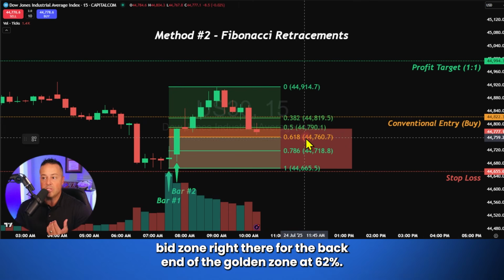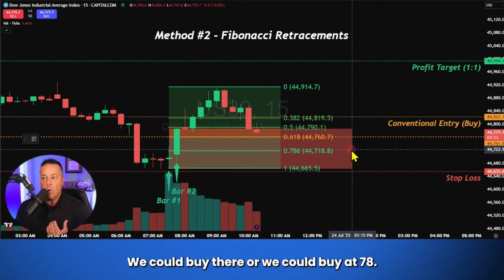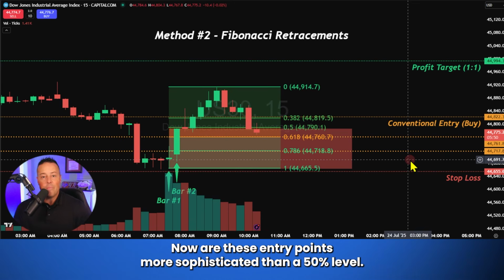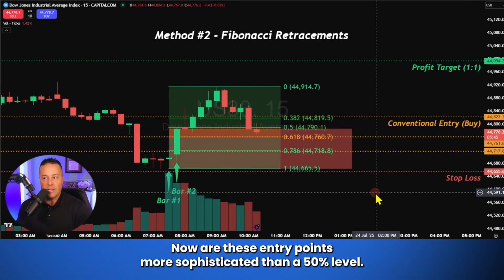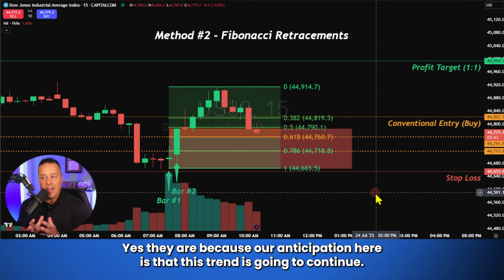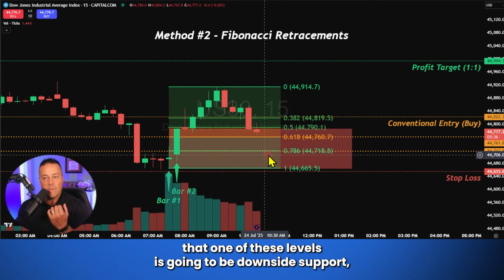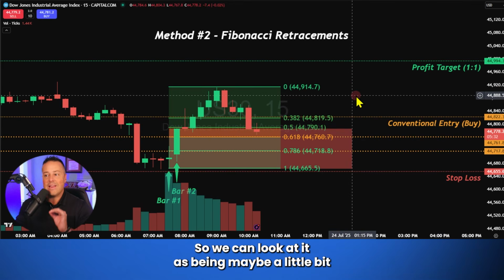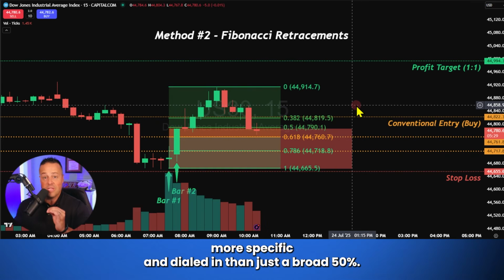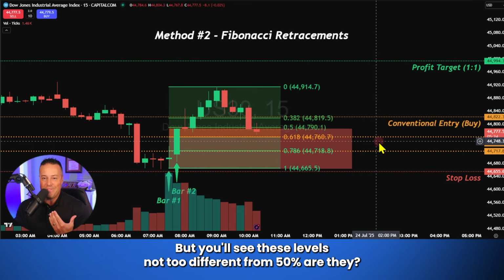We've got a potential bid zone right there from the back end of the golden zone at 62%. We could buy there, or we could buy at 78. Now, are these entry points more sophisticated than a 50% level? Yes, they are. Because our anticipation here is that this trend is going to continue. We're up on the day, not much, but we're still up. We're anticipating that one of these levels is going to be downside support, and a launch point to the top side. So we can look at it as being a little bit more specific and dialed in than just a broad 50%, but you'll see these levels not too different from 50%, are they?